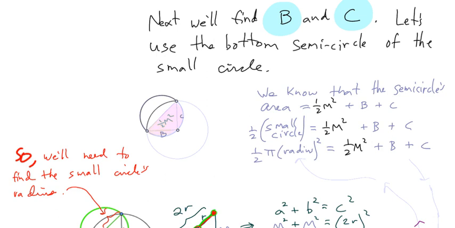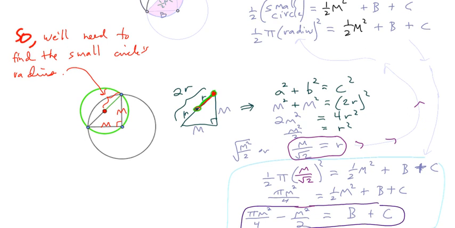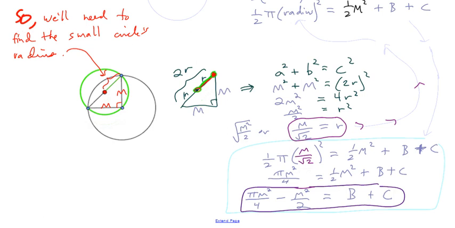1/2 of that small circle is the triangle plus B and C. So 1/2 of the small circle's area, we need the small circle's radius. You can pause if you want to follow that. The small circle's radius is m divided by the square root of 2. We substitute that in. We find that the area of B and C together is pi m squared over 4 minus m squared over 2.